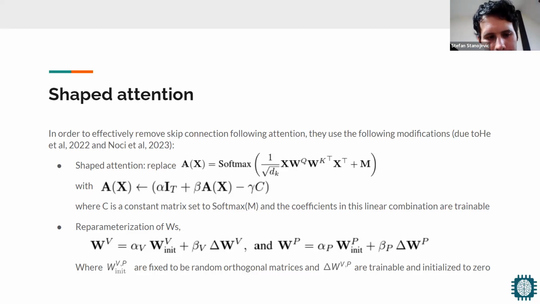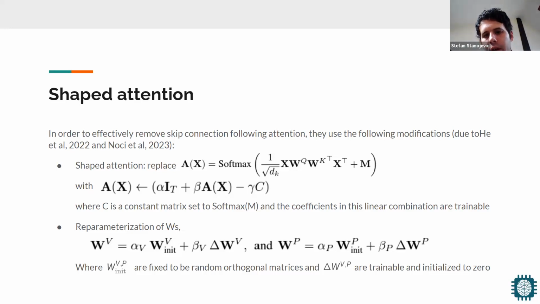So that's one thing. Just empirically, it works. So that's just the shaped attention. And this shaped attention basically is going to replace the skip connection. The first term, at least, the alpha I, is pretty similar. Okay, and then the second bullet point goes into removal of WV and WP.